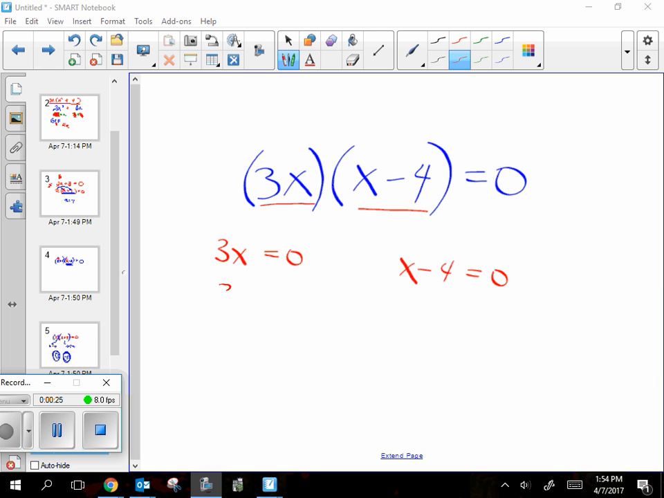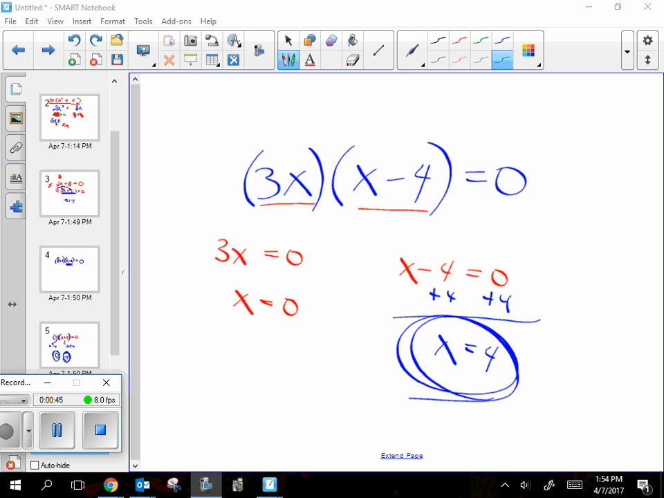I saw one kid say 3 and negative 3 would equal 0, and that would be true if it was add, but that doesn't work for times. X equals 0 is correct. How about over here? X equals 4. Yeah, you add 4 to both sides. You got x equals 4. 4 and 0. There were a few people that had that right in the first try. Good job. All right. Now, I had this one already factored.